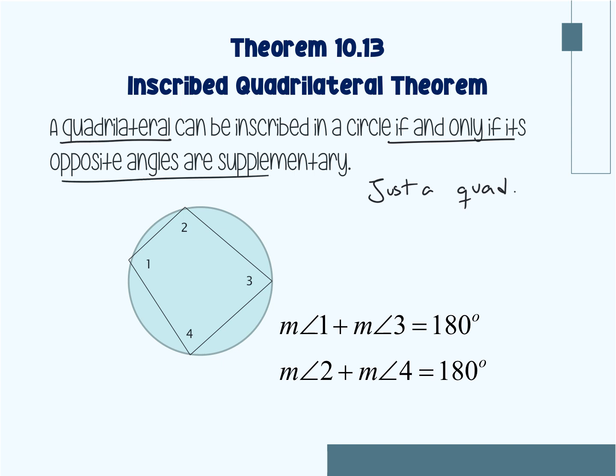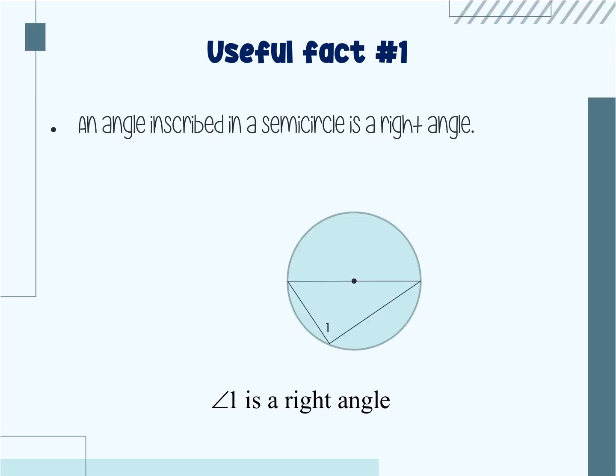So what does this mean? That means angle 1 and angle 3, when added together, need to equal 180, as well as, for example, 2 and 4, when added together, need to equal 180. So that's what it means by the opposite angles must be supplementary. If they're not supplementary, then the quadrilateral is not inscribed properly into the circle. So this is just a useful fact.